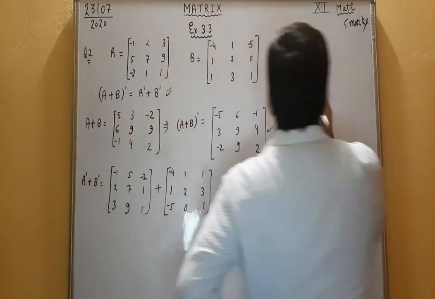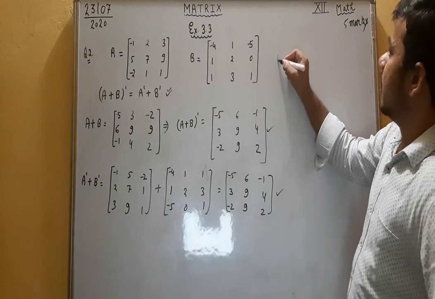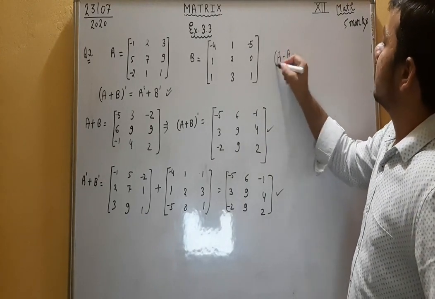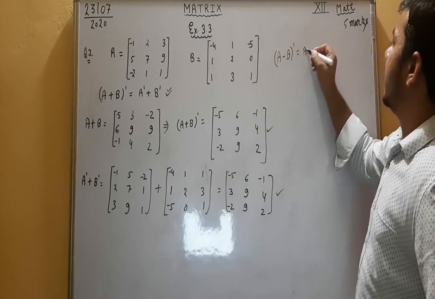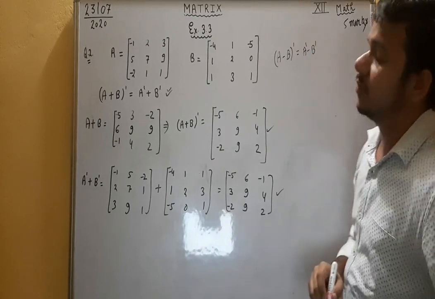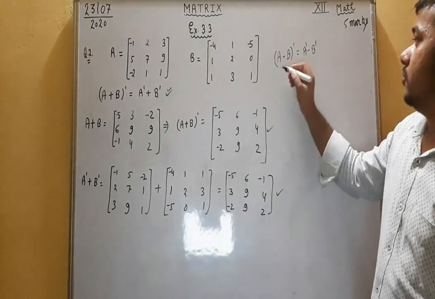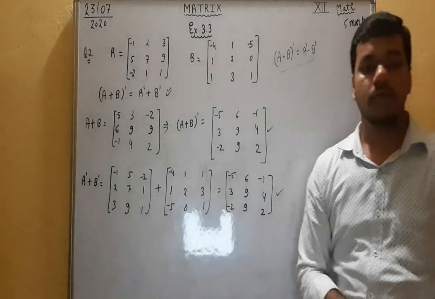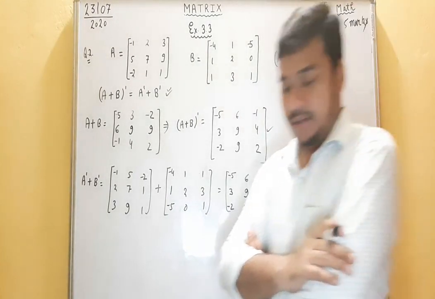Similarly, you can verify this result: (A minus B) dash is equal to A dash minus B dash. This is the second part which you have to verify. You can do it on your own. Now, see problem number 3.